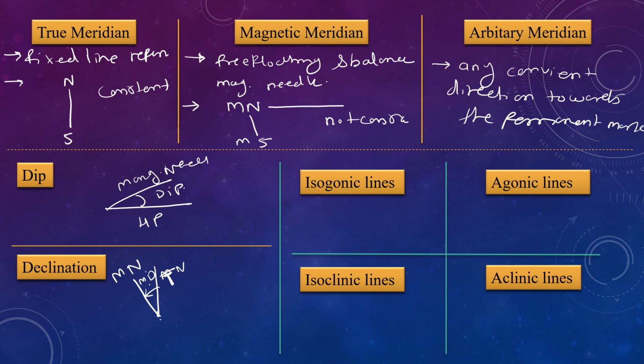Then these are the four terms which are related to dip and declination. First term is isoclinic line. Isoclinic lines are lines on which the dip is the same.